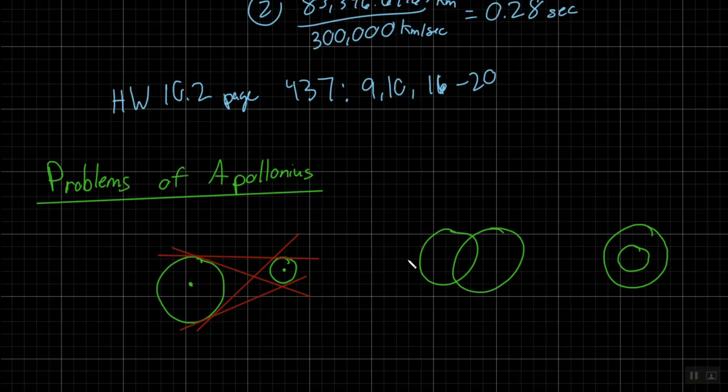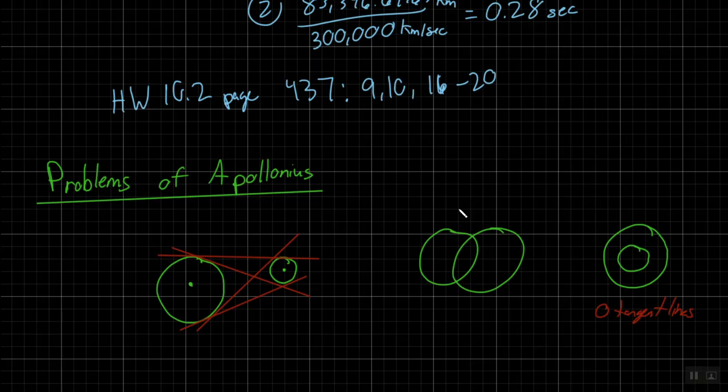How many tangent lines? Okay, this is a pair of circles, this is a pair of circles. Liam, how many for the first pair? Okay, how many on this one? 0 tangent lines.